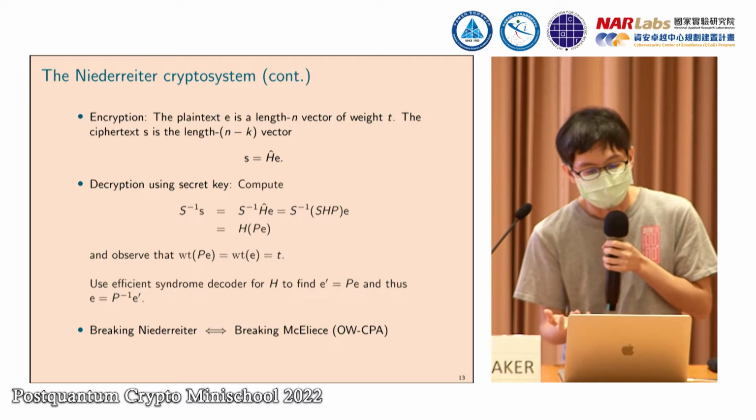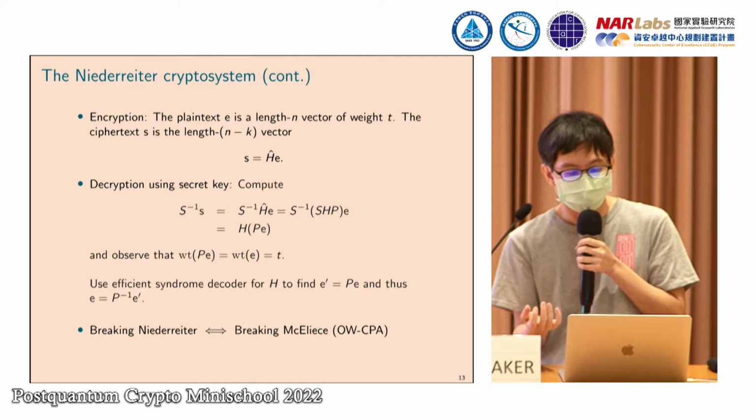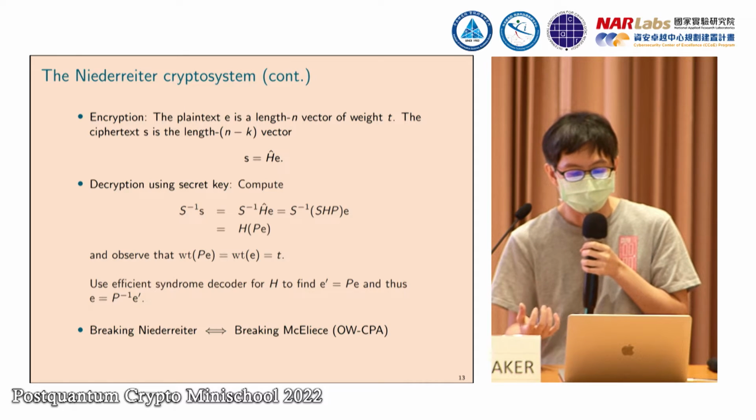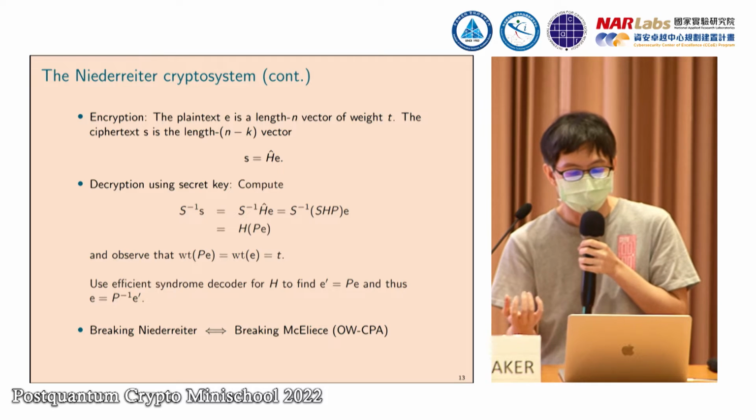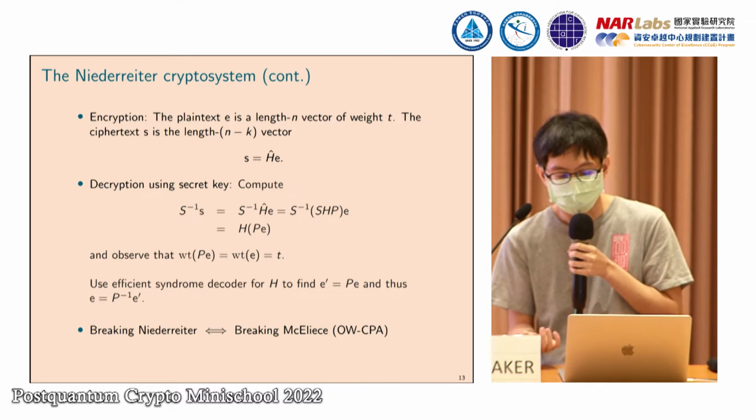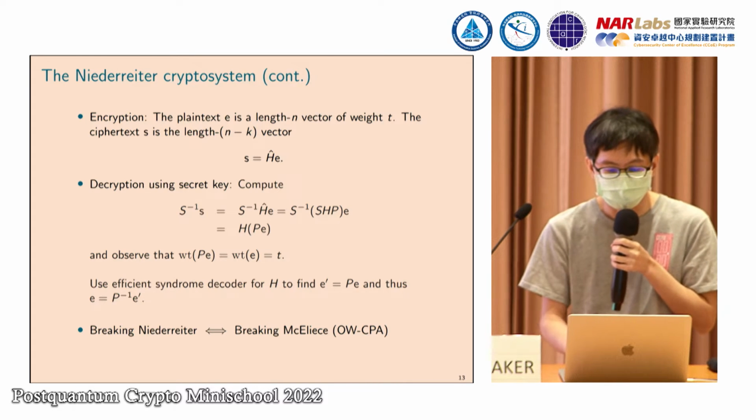Now PE is, again, a weight T error vector. So you can use your syndrome decoder to find PE. And then when you find PE, it will be trivial to find E also.